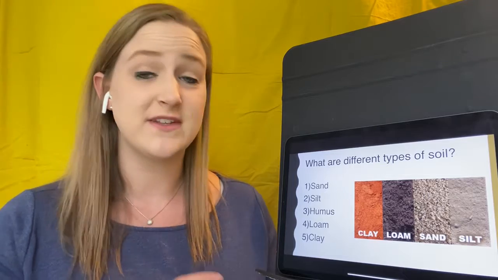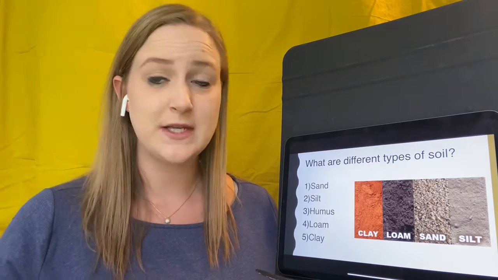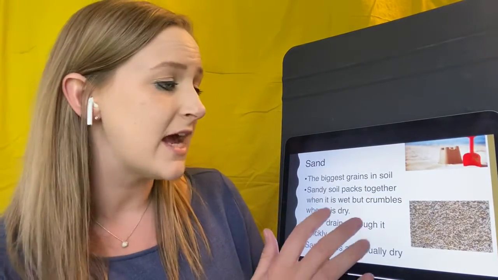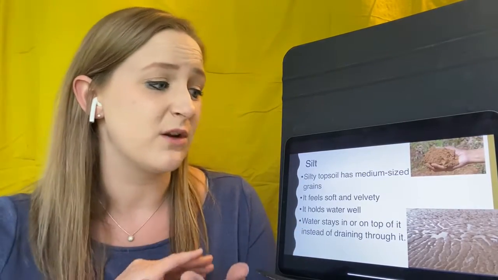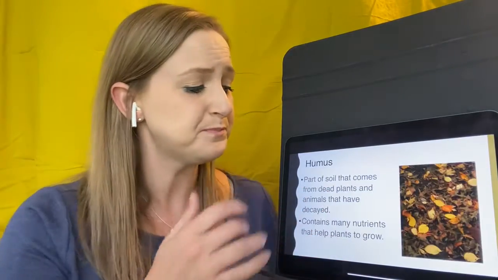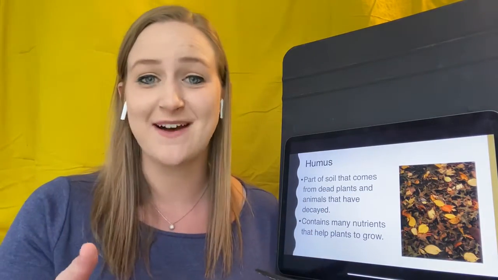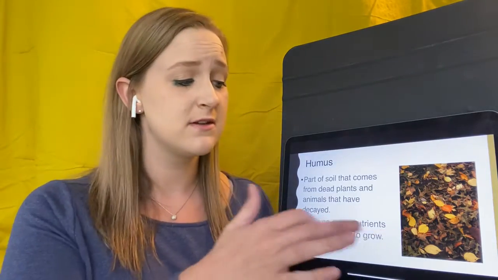We've also talked about the different types of soil being sand, silt, humus, loam, and clay. Remember, we talked about sand has big grains, the water drains through it. Silt is a little bit softer, it's velvety, the water doesn't drain through very well. The humus we talked about are those decayed plants and animals. It has a lot of nutrients.